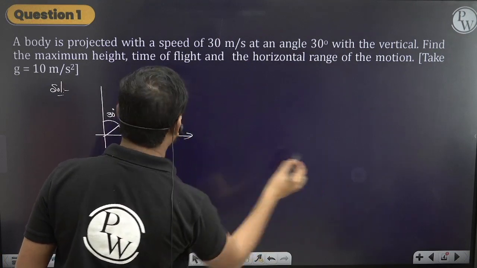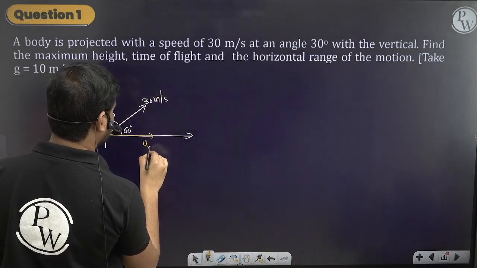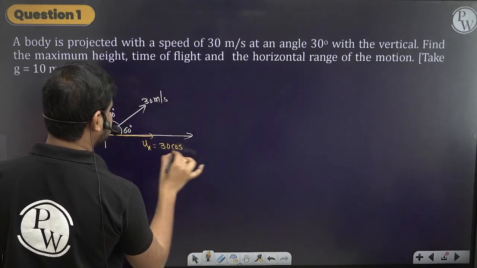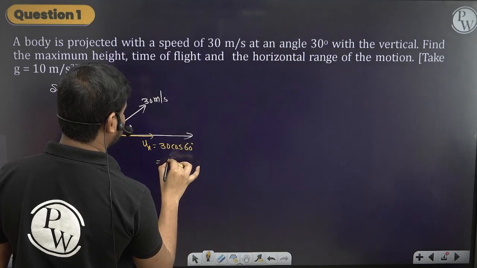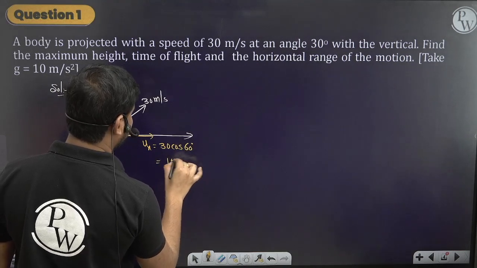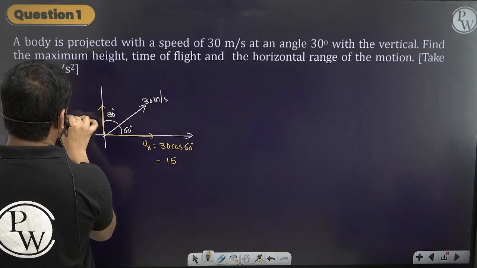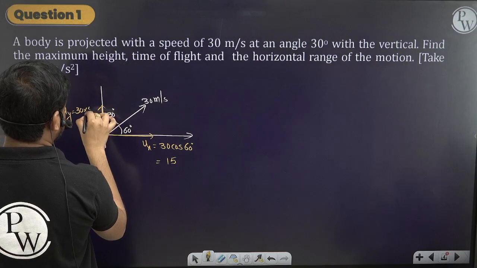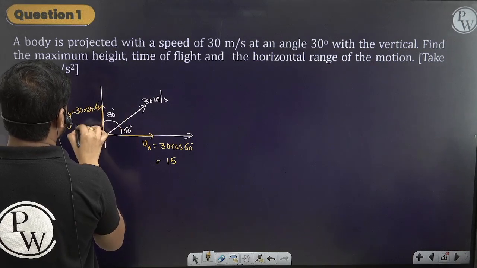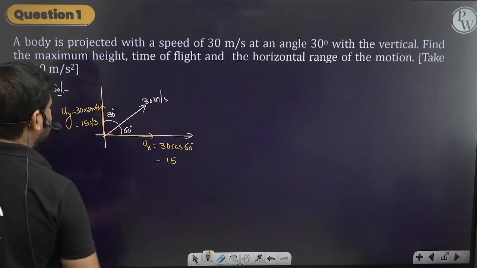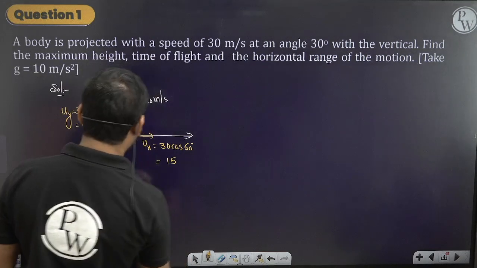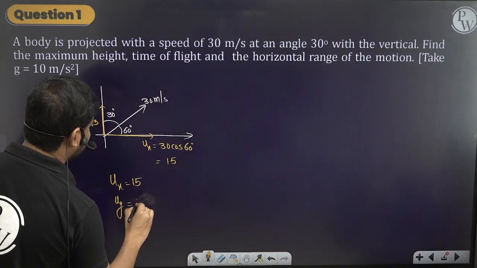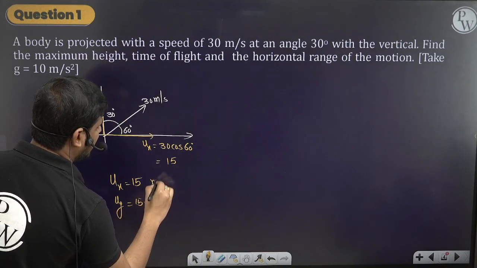What are the components? The ux is going to be u cos theta, so 30 cos 60. This angle is 60, we should take that. Cos 60 is 1 by 2, so 30 into 1 by 2, which is 15 meters per second. And then what is uy? Uy is u sin theta, so 30 sin 60. What is sin 60? Root 3 by 2, which is nothing but 15 root 3. So ux is equal to 15 and uy is equal to 15 root 3, meters per second each.